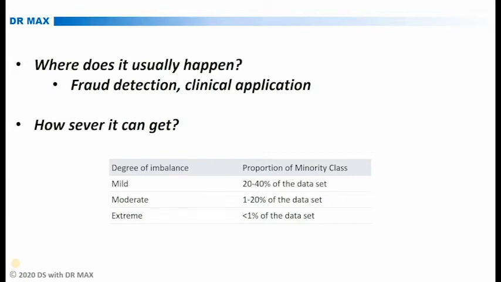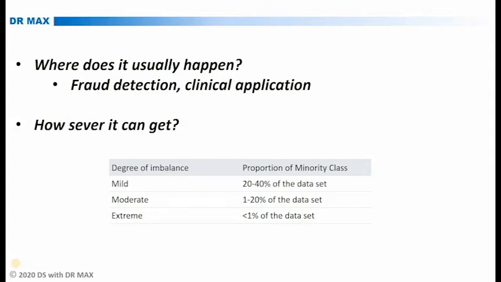We can categorize the degree of imbalance for our datasets. The perfect case would be 50-50, where we have both classes at the same size in our dataset. But this is not what we are really going to get. If we have 20% to 40% of the minority class, we call it a mildly imbalanced dataset. We don't have that much of a problem here.